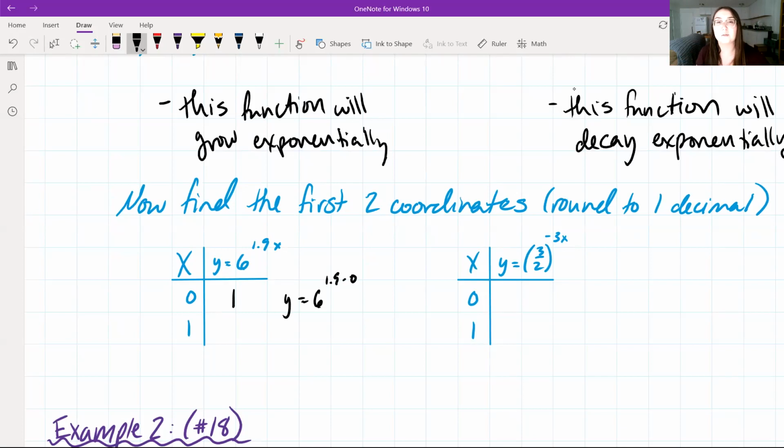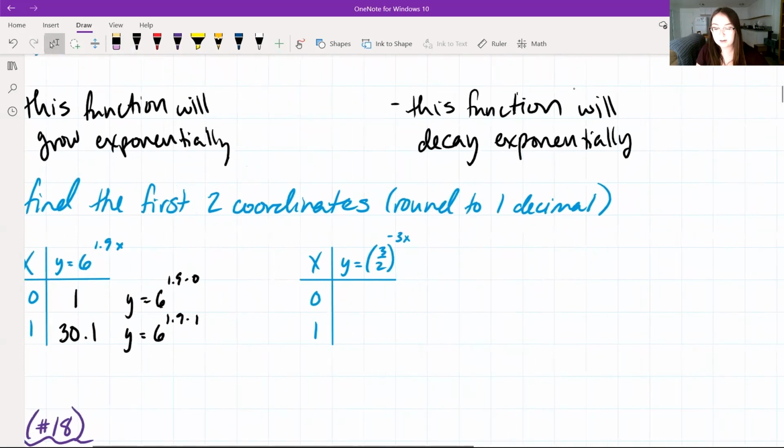Now we can calculate for when we have x equals 1. So in this case, we have 6 to the power of 1.9 times 1. And when you calculate this value, you should end up getting 30.1.